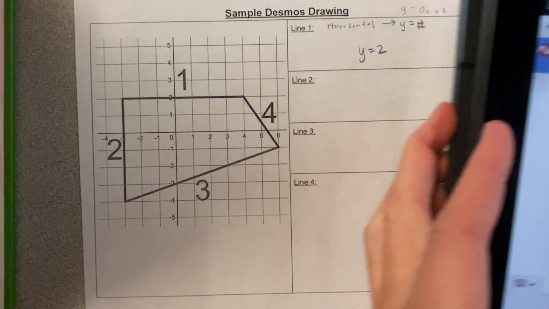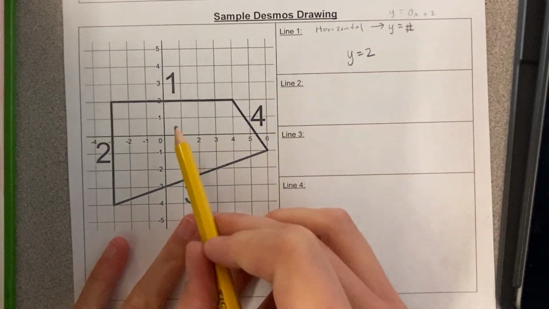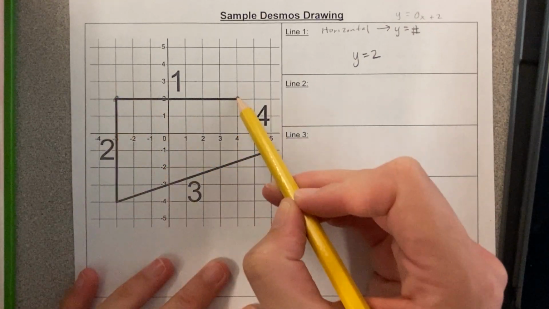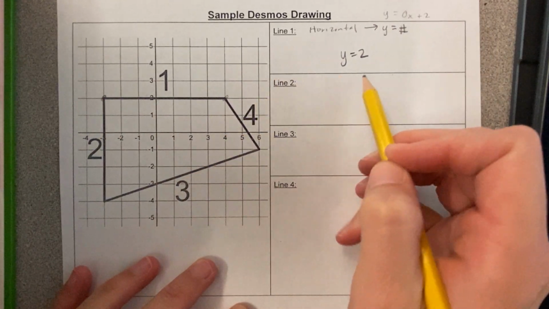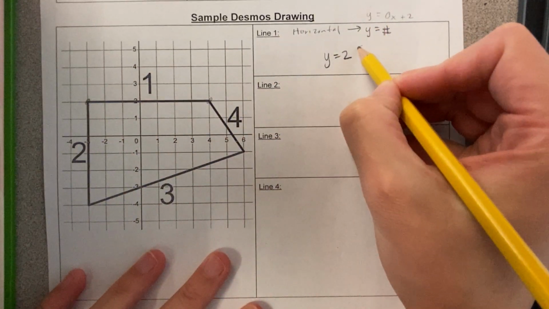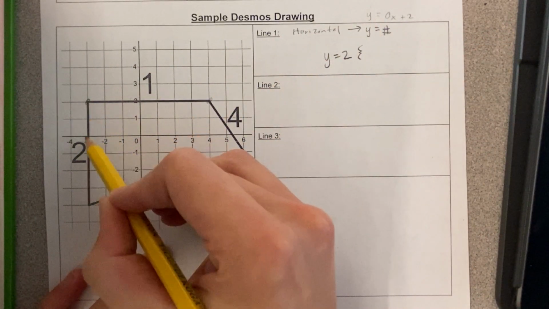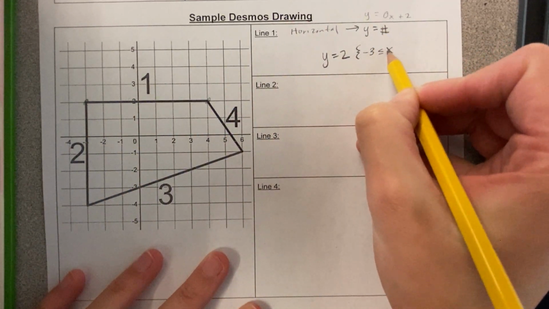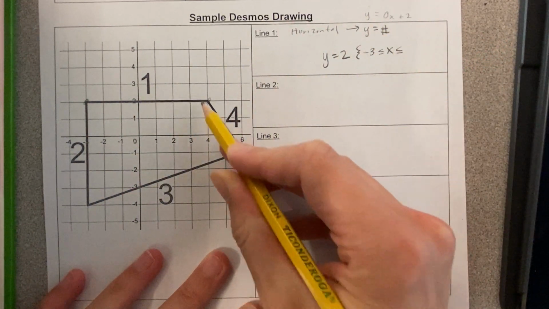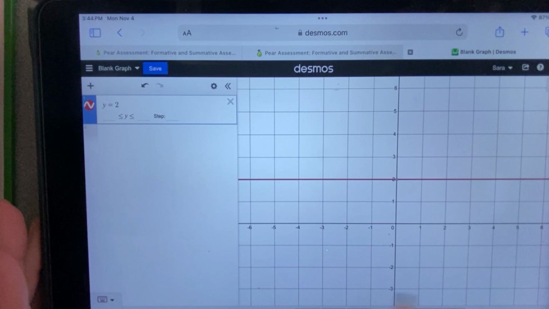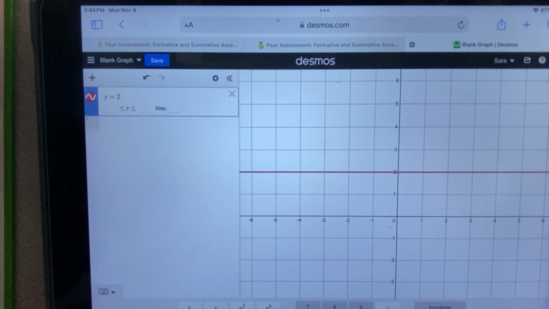Now, I don't want the whole line y equals 2. I only want it from here to here. So I'm going to cut it using my x values. I'm going to use my funny brackets, and I want my x values from -3 is less than or equal to x is less than or equal to 4. And in Desmos, honestly, don't worry about the less than or equal to sign. You could just use the signs on your keyboard.